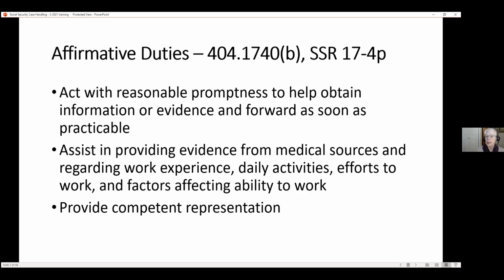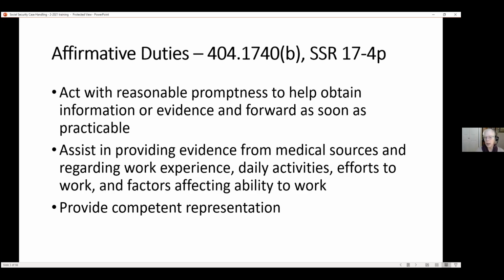The other thing you have to do is assist in getting evidence from the medical sources and regarding work experience, daily activities, efforts to work, and other factors. Medical sources, you're going to send out to all their medical providers and request the records. And that actually is often a difficult process. You make a request, you make a second request, you call once a week, then you call once a day, then you send your client with the authorization to go pick it up. It can take a long time to get medical records, despite the fact that clients are entitled to get them. So you need to start early enough that you can get those records so that you have them and can provide them to Social Security and help your client.